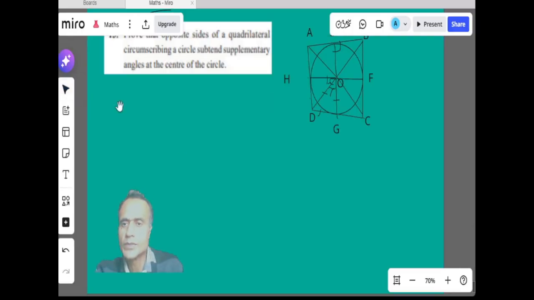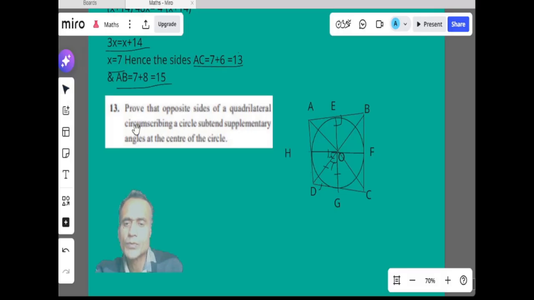So in question number 13, we have to prove that for a quadrilateral circumscribing a circle, if the opposite sides are joined from their vertices to the center of the circle, the angles made by the opposite sides are supplementary.